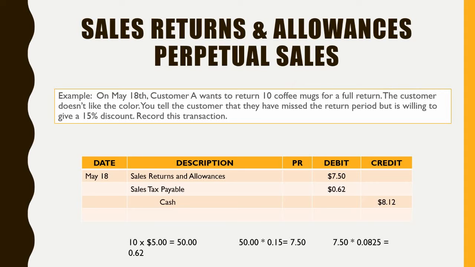So again, you have to be very careful: are you actually getting the product back? And if you are, you need to put it back into your inventory and undo the cost of goods sold. But in this case, you let the customer keep the product and just give them a portion of their money back. And that's all you have to do. Okay? Any questions here?